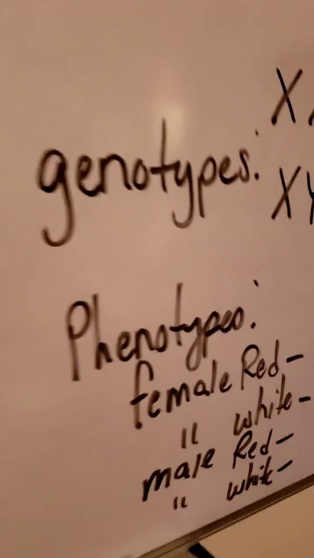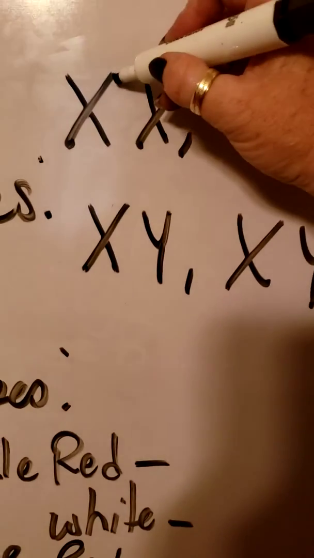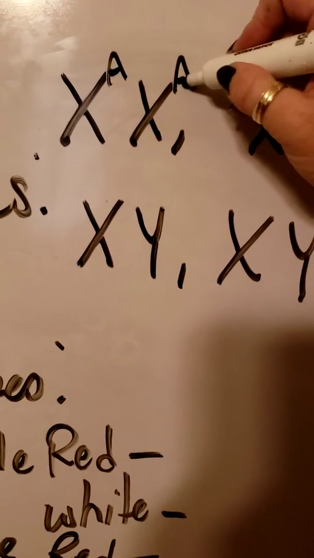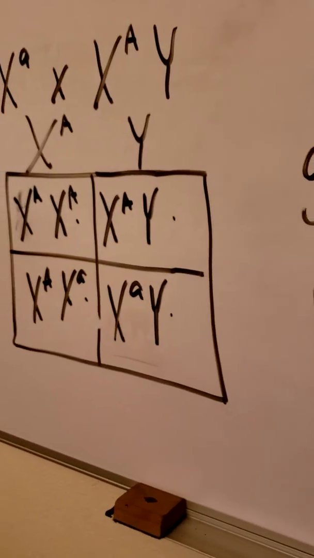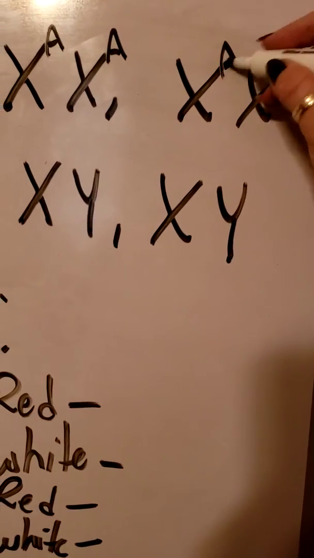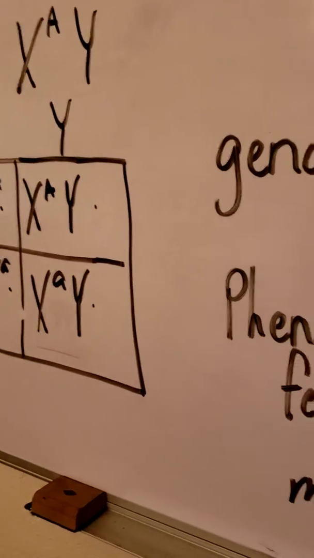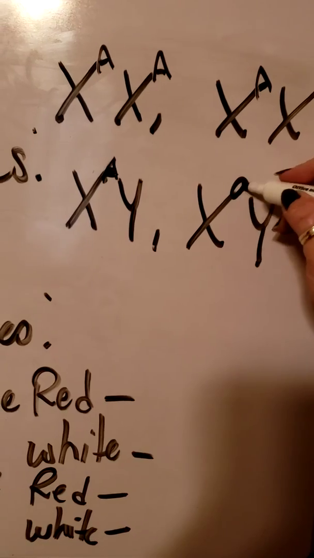So let's look at our genotypes. We have two different genotypes for females. We have homozygous dominant for the red eye color, and you can use R's if you want to. I just use A's. It's just easy. And then we also have a heterozygous female. And for the males, we're going to have one dominant and one recessive.